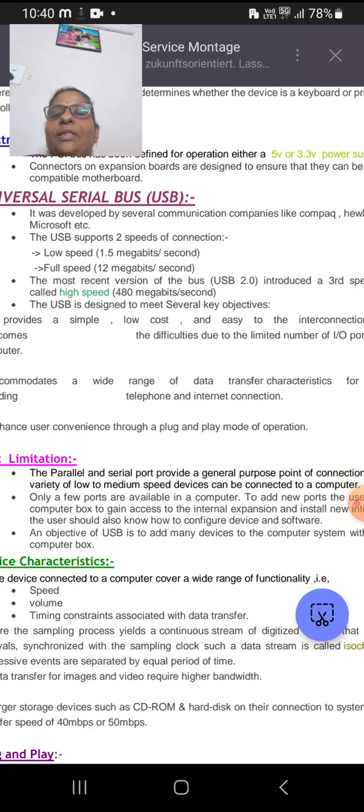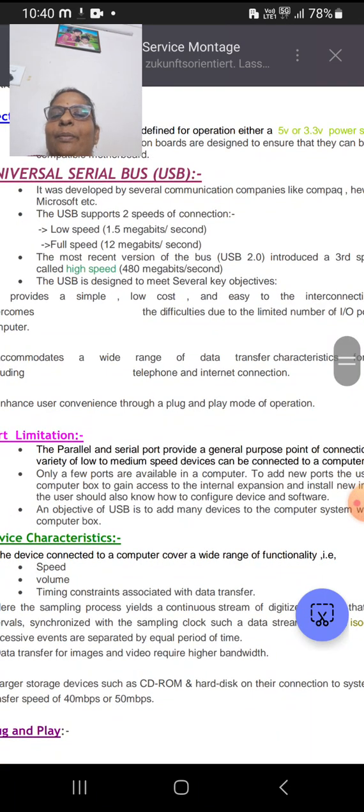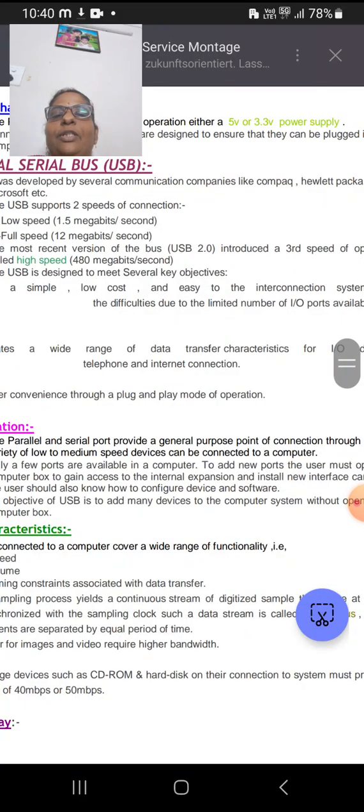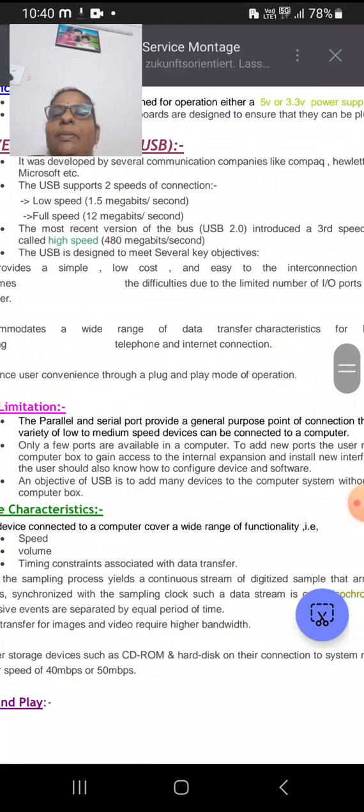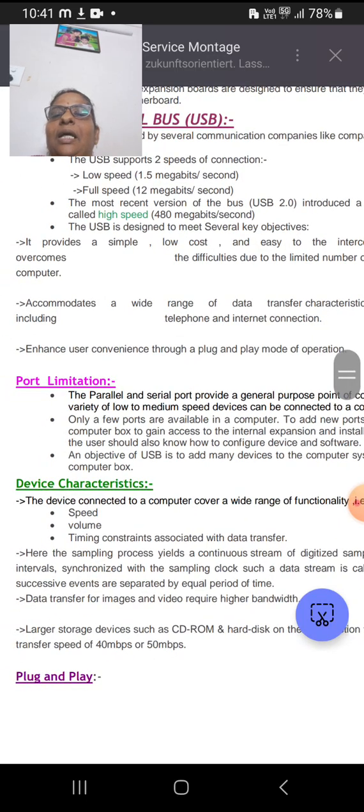USB has two speed connections: low speed and full speed. Low speed is 1.5 megabits per second, and full speed is 12 megabits per second. The most recent version of USB is 2.0, and a third speed of operation, called high speed, is 480 megabits per second. The USB design has several key objectives.